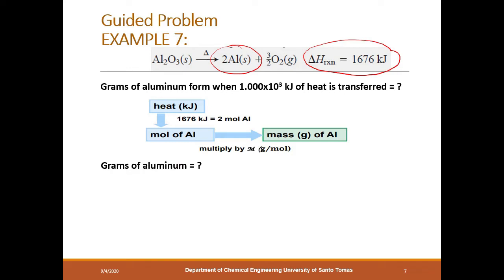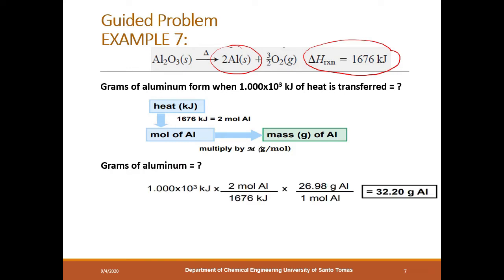Okay. Now, how do we compute for that one? So again, we start with a given amount of 1,000 kilojoules of heat, and then we use the relationship as what we have highlighted here, that for every 2 moles of aluminum, it actually utilizes 1,676 kilojoules of energy. And then, from the periodic table, we obtain the 26.98 grams per mole molar mass of aluminum. So doing the computation will actually allow us to obtain the needed mass of aluminum, which is 32.2 grams.